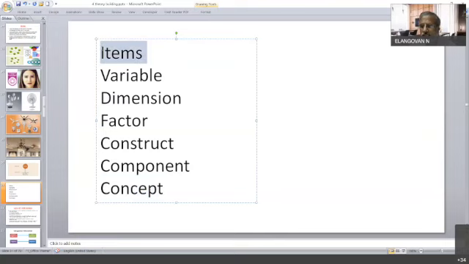An item is the one that is directly measured. A number of items put together, multi-item, becomes a construct. Multiple constructs indicating another construct becomes a dimension.